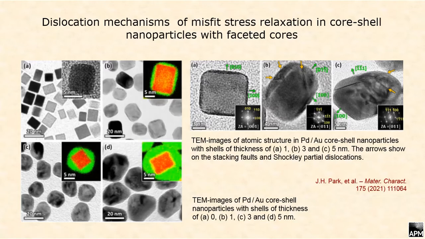They are created by the motion of partial dislocations, crystalline dislocations, which originate somewhere here, maybe from the surface, maybe from some points inside of this particle, and propagate through the crystal. And when a partial dislocation propagates, it creates the stacking fault, the planar defect, which has its own high energy. And here you also see some stacking faults and some dislocations.